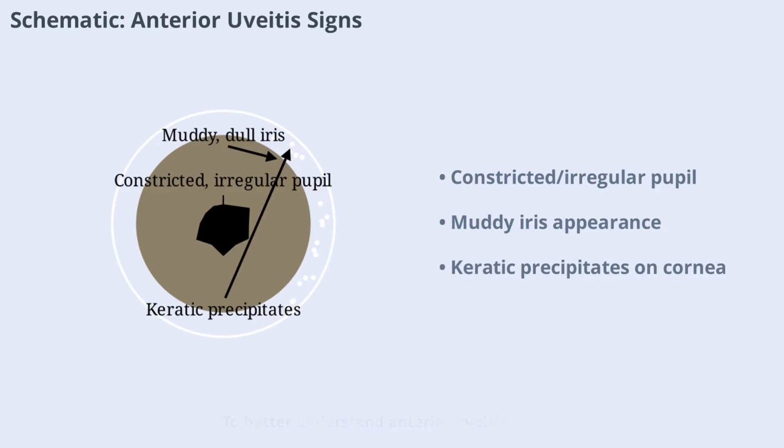To better understand anterior uveitis, let's look at a schematic of its key signs. These include a constricted or irregular pupil, muddy iris, and keratitis precipitates on the corneal endothelium. Visualizing these features helps in clinical recognition and diagnosis.